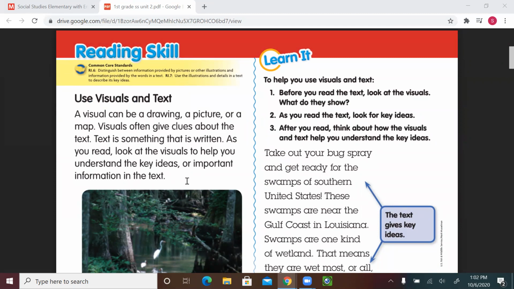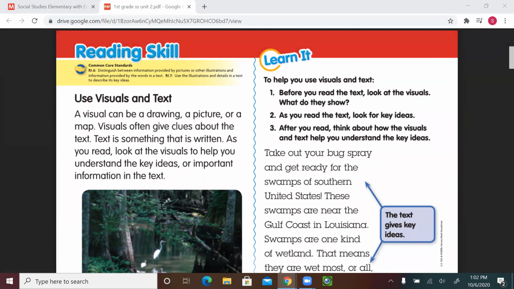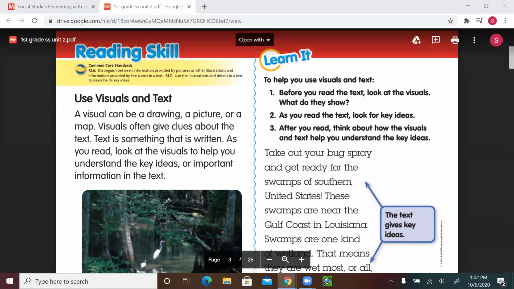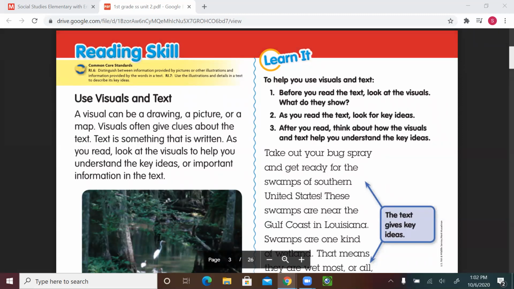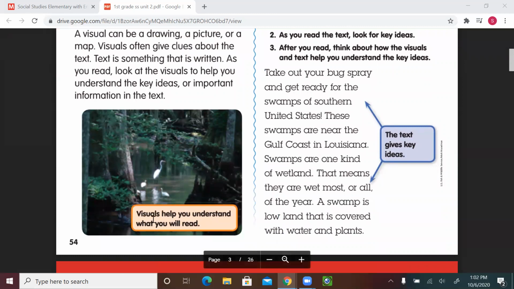Also maps, like in our lesson here. Also, before reading, even if you cannot read all the text, when you look at the picture, it will give you an idea about what you're going to read about, and then the text will give more details. Both help you to understand the story or the book or the lesson you will read. So text and pictures or maps or drawings help you understand what you read about. Over here, visuals help you understand what you will read.